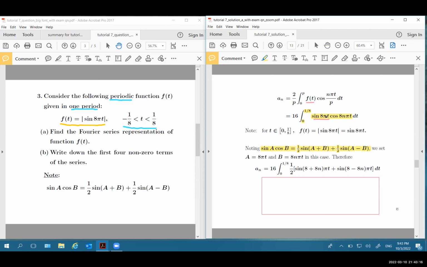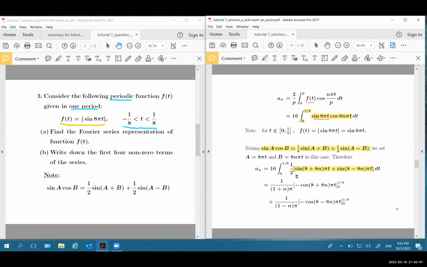So sine A, so your 8 pi t is your A, and cosine B, so your 8n pi t is your B. Then you do this, and now you separate into 2 terms. Then it becomes like that. So you got this term plus this term. Now this one is addition. Now addition, you can integrate term by term. Just now cannot integrate, but now you can integrate. So just go and integrate.